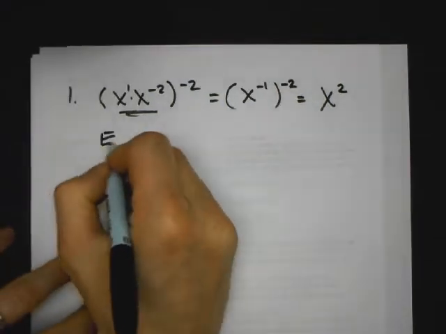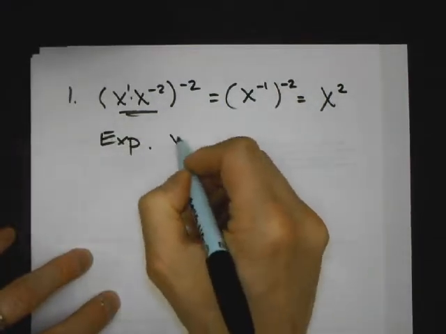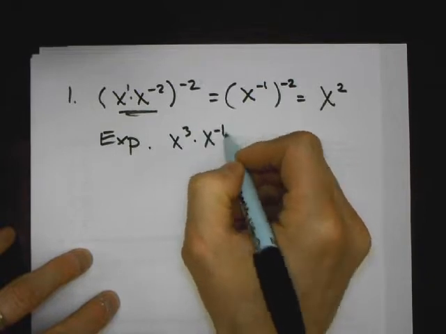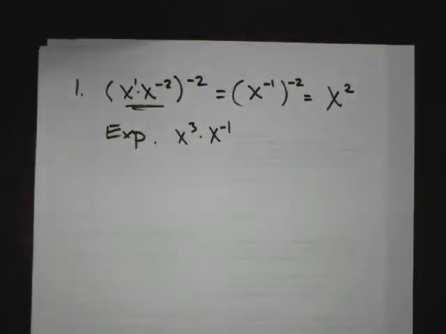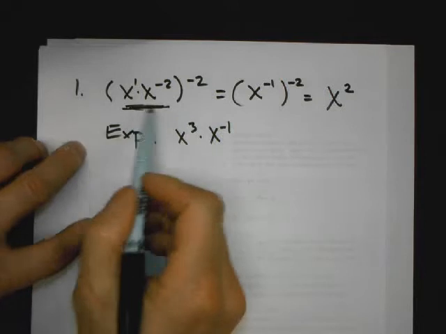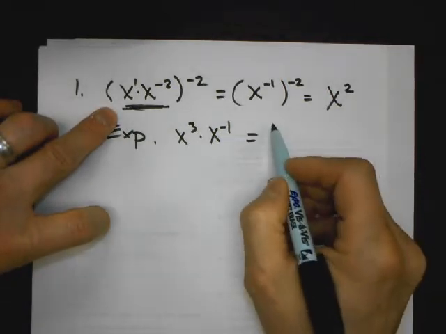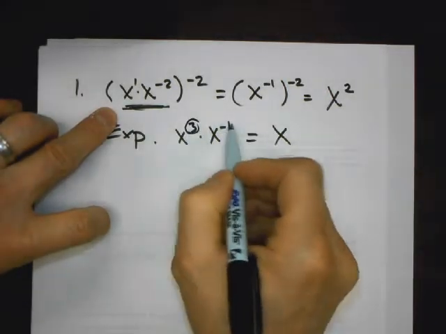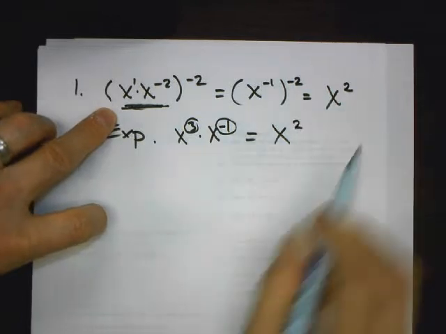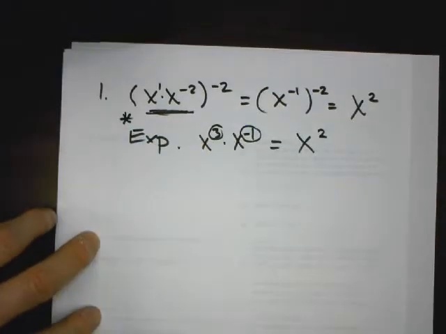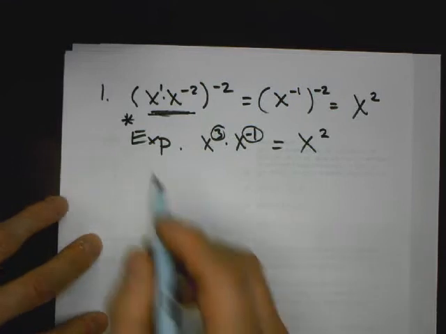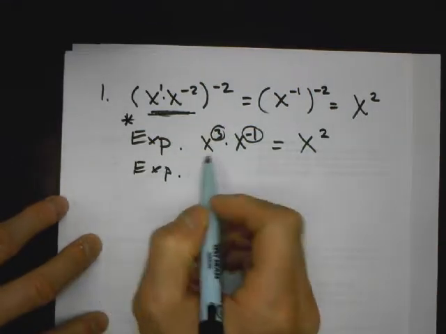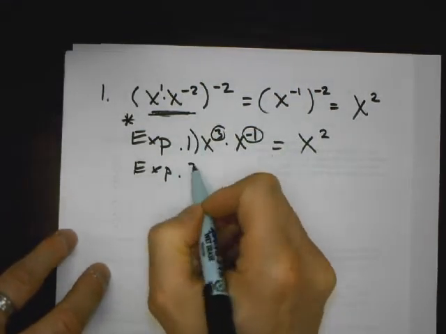So the first expression is x cubed times x to the negative first. So we simplify that the same way we did right here. I copy the base and I add the two exponents. 3 plus negative 1 is 2. So that's the same. So when I pick my answer, that's going to be one of them. Expression 2, this is expression 1.